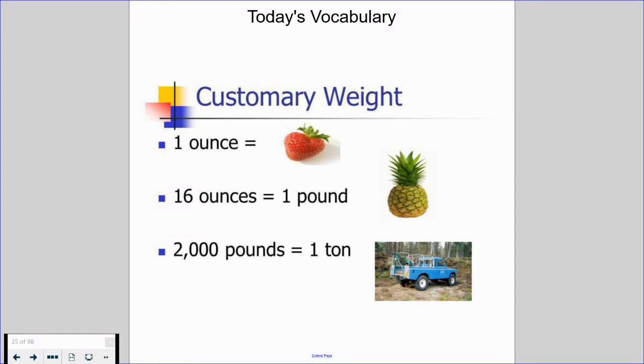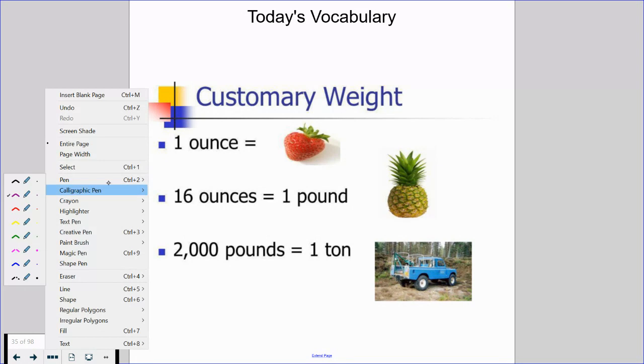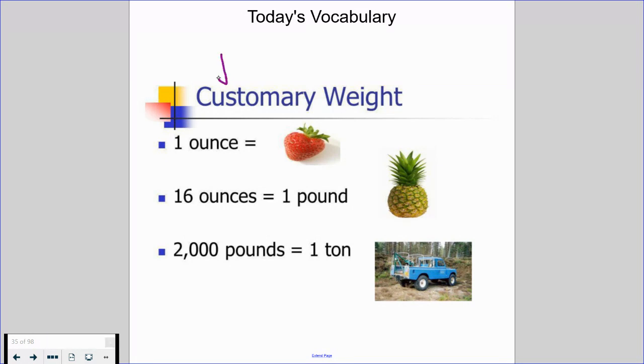So, in the customary system of measurement, and remember, we're focusing on the customary system for right now, that's the system that we use here in the United States. For the customary units for measuring weight, there are three different vocabulary words that you are going to need to know: ounce, pound, and ton.